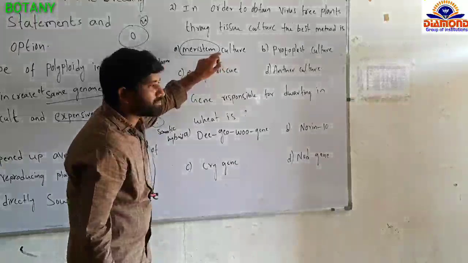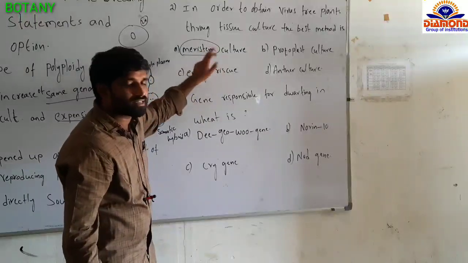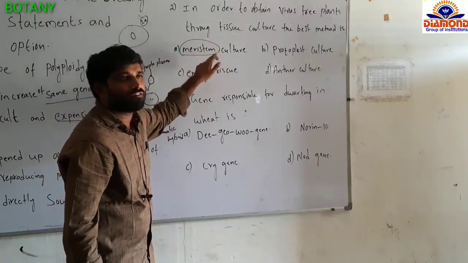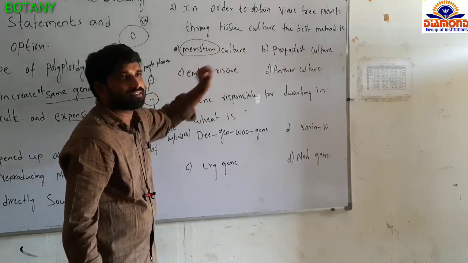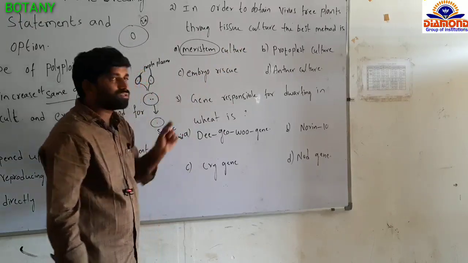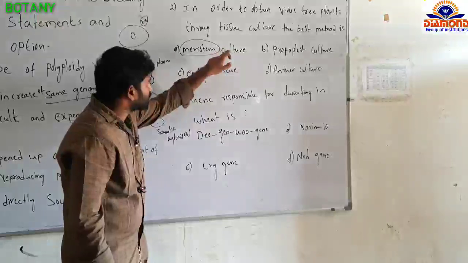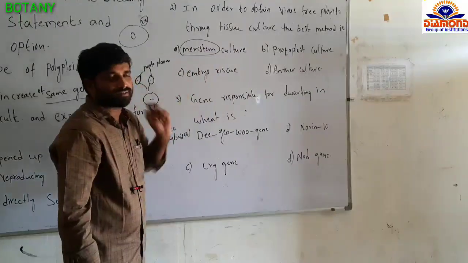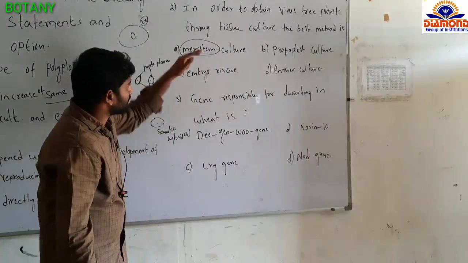So by taking our meristem culture, otherwise meristematic tissues, as the explant for the production of new plants, producing virus-free plants is easy. We are going to use meristem culture only for the production of virus-free plants. Why are we using meristem culture only?